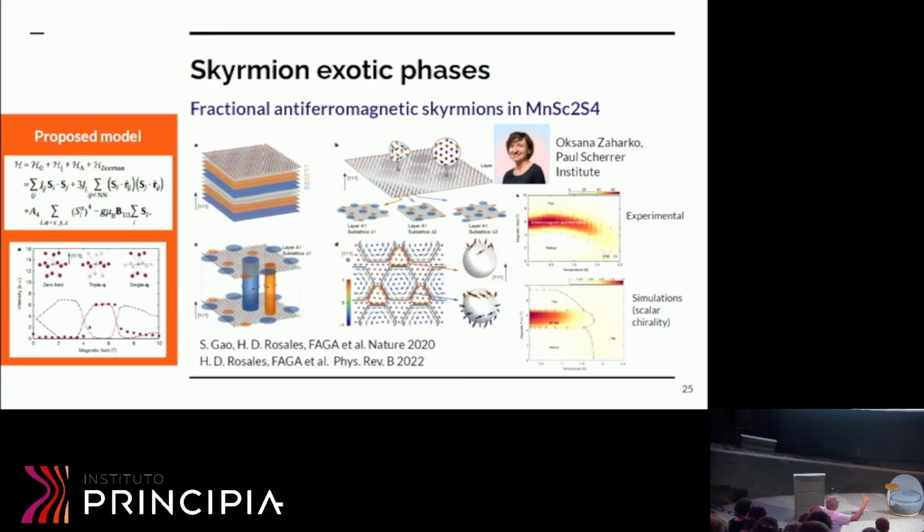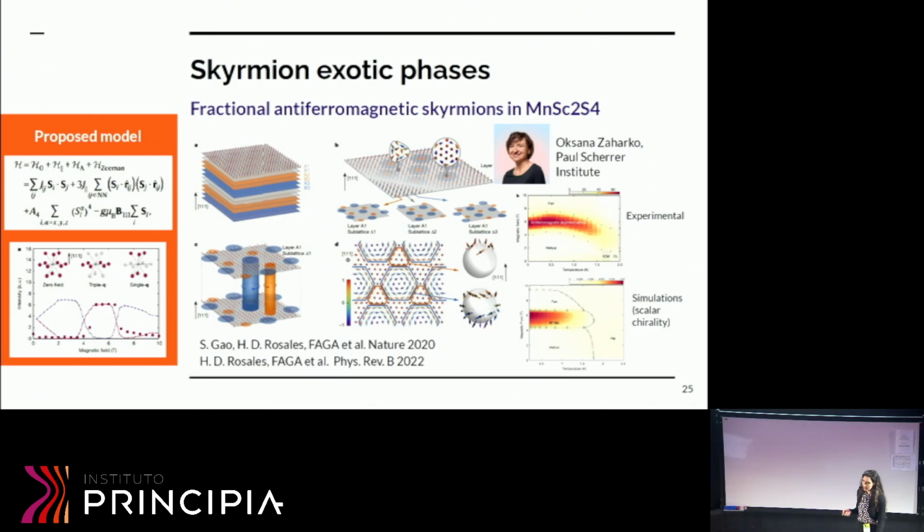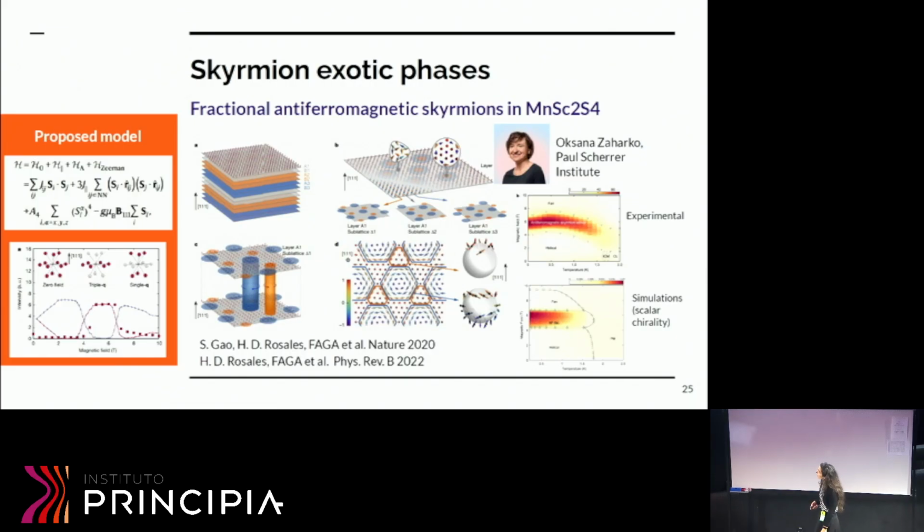So antiferromagnetic, yes? How large are the spins in the merons? Sorry? The spins in the merons, how large are they? I think it's 5 halves, okay? But the classical description works very well. Actually, for most materials, the classical description works well enough to explain the experimental results.